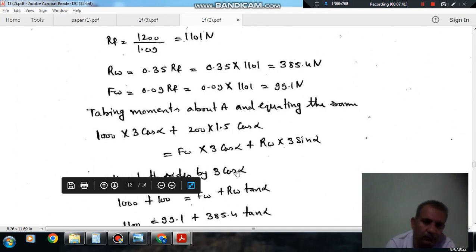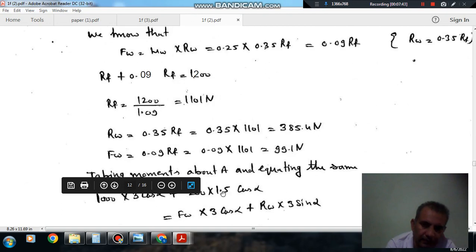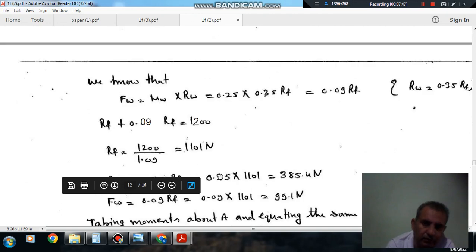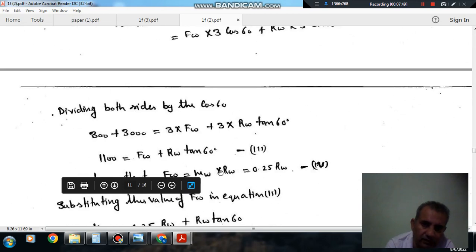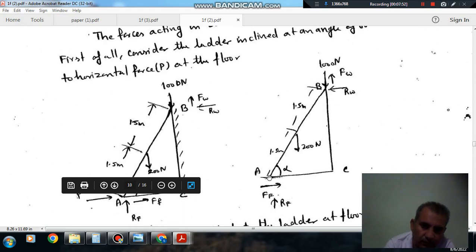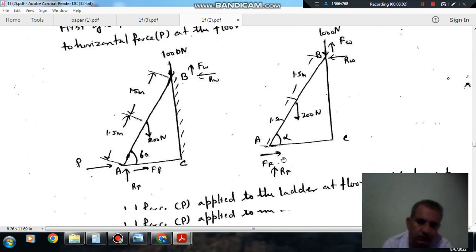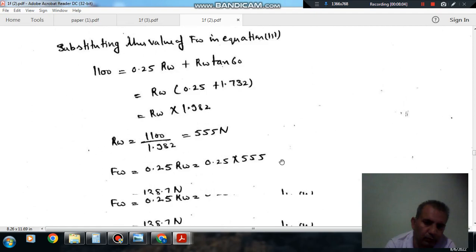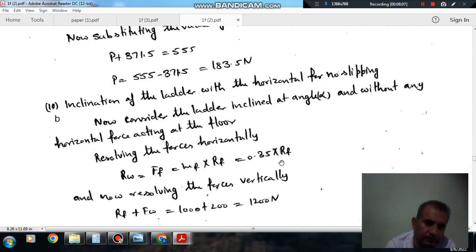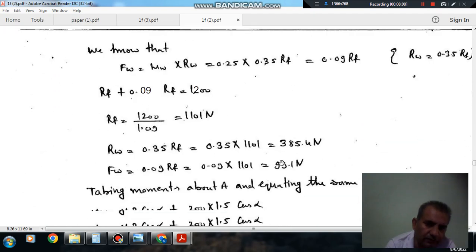99.1 Newton. So now applying the third equation, the moment equation, moment about A should also be 0 in this case, to prevent slipping. So again the moment will be caused by FW, RW, 1000 and 200. Now the angle of inclination is alpha. Okay, so doing the same way we can form this moment equation.